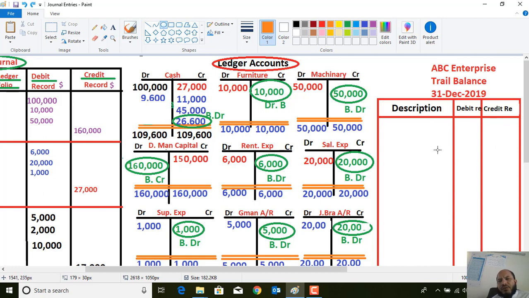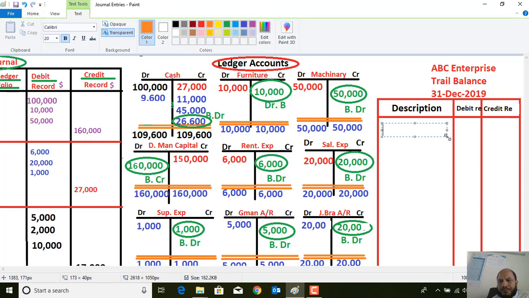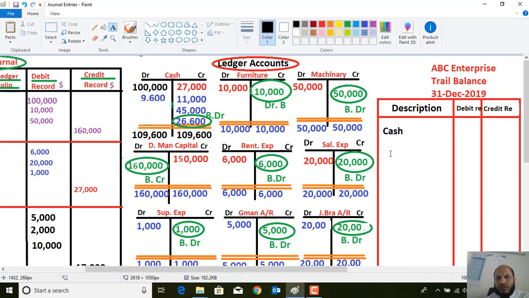Dear students, while preparing the trial balance, we should write down all those accounts which we have used in the ledger. So let's write down the title of the accounts. The first account that we have is the cash account. Cash is an account in our business, so we will write down the name of cash. If you are wondering where the cash account is, if you see over here, this is a ledger account. We will take this ledger account and bring it to the trial balance.